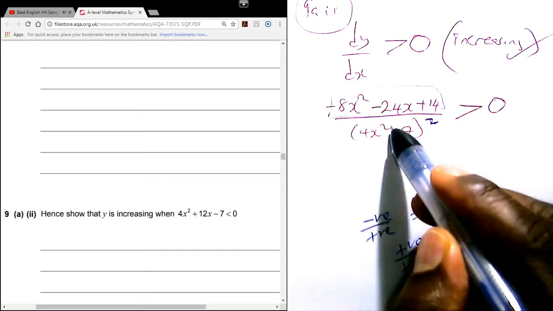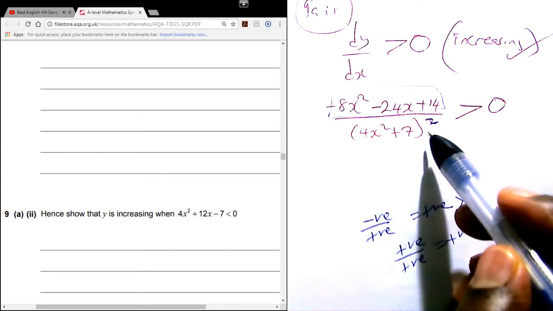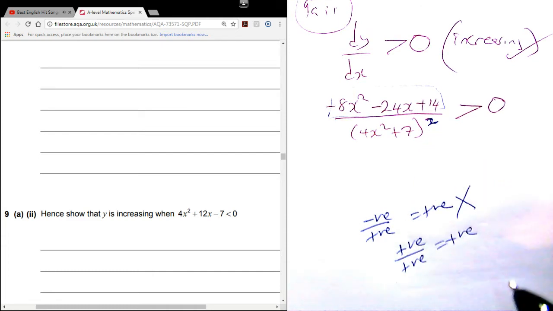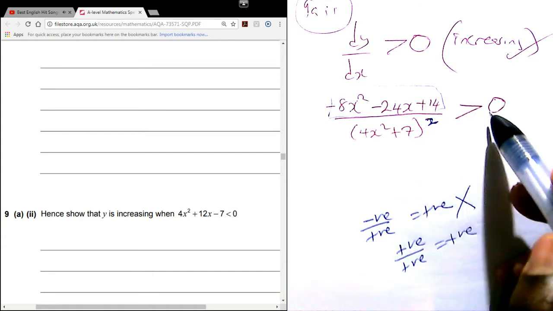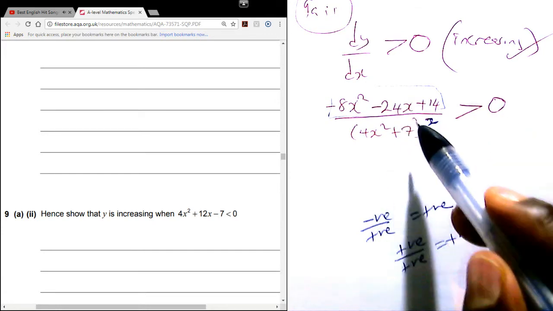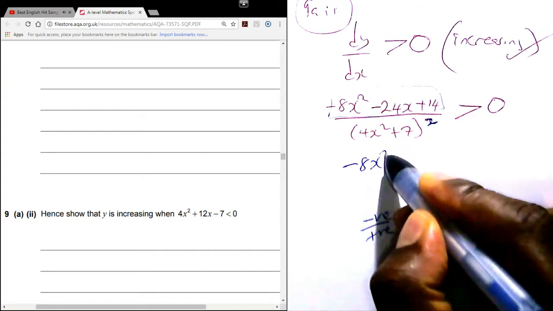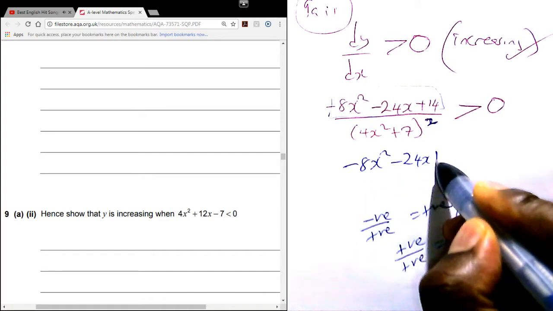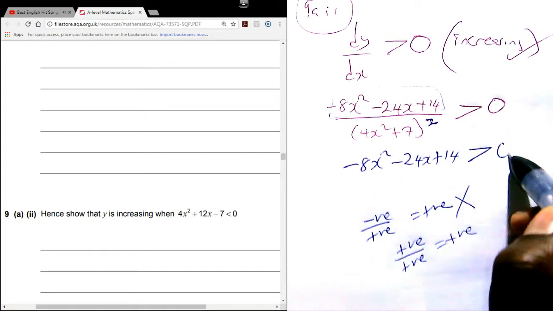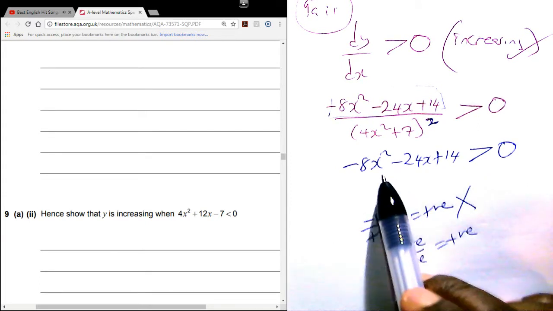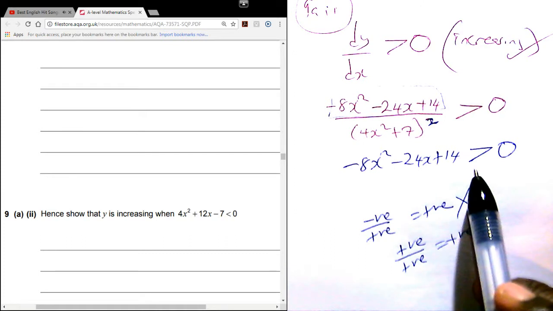So if we are already convinced that our denominator can only be positive because it's a squared number, then for that to give you a fraction that is positive, your numerator must be positive. So all I would say is that -8x² - 24x + 14 must be positive. And that's it. Now, the question has something different from what we have.